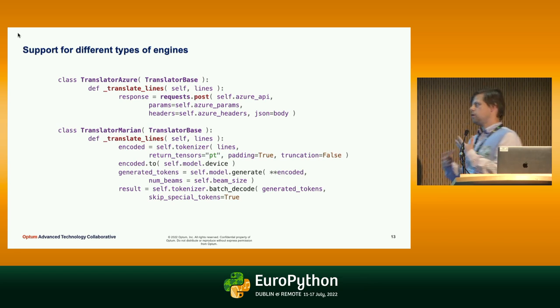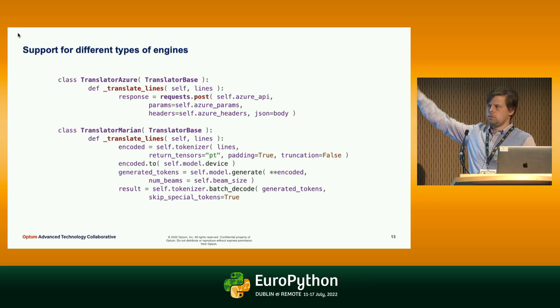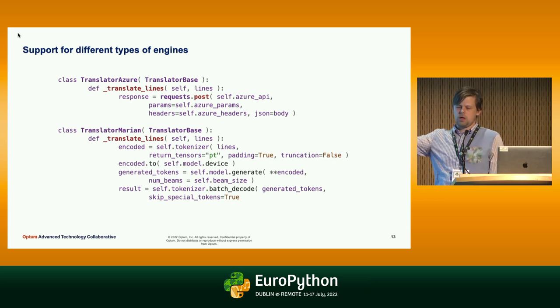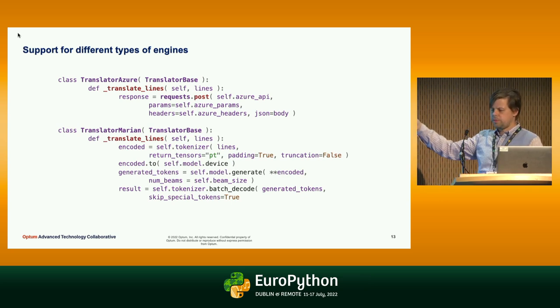Using this architecture allows us to use different engines. We're not limited to, let's say, only transformer models or only cloud models or only our own APIs. Basically, we can easily create adapters to any model that we have. We can create an adapter for Azure that just sends a request to the API. We can create an adapter for our local transformer model, like Marian. We can use our local APIs as well, if you want to compare the engines with what we have in-house and so on.